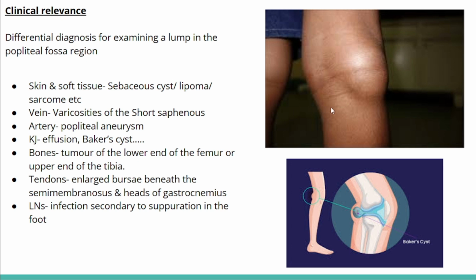It also could be due to knee joint pathologies such as effusions and Baker's cyst. The underlying bone also can give rise to a lump in the popliteal fossa region, such as a tumor of the lower end of the femur or upper end of the tibia. Tendons also can give rise to lumps, such as enlarged bursae beneath the semimembranosus and heads of gastrocnemius, and lymphadenopathies also can give rise to a lump in the popliteal fossa region, such as infection due to suppuration in the foot.